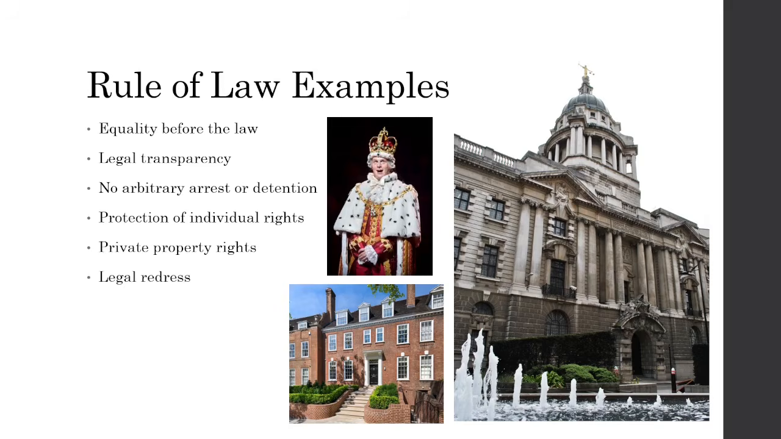And legal redress. King George III. This is Jonathan Groff, by the way. And then we have government accountability. So they are accountable for their actions. If they make a mistake, they own up to it, and they defend their actions.